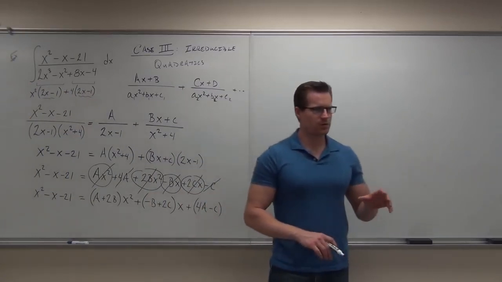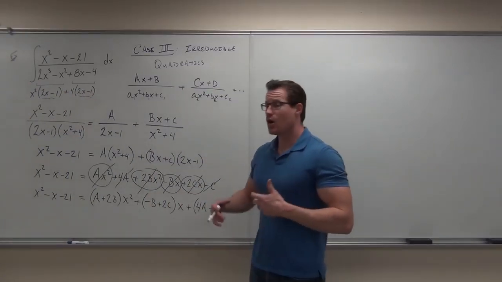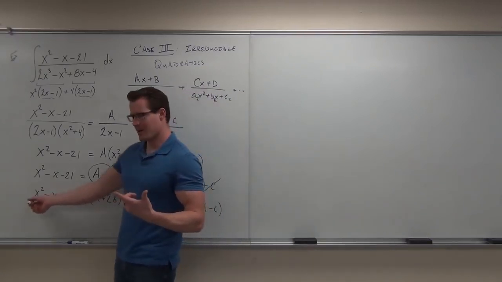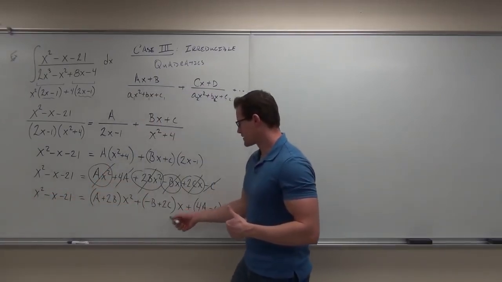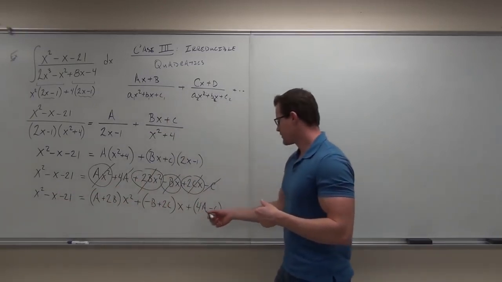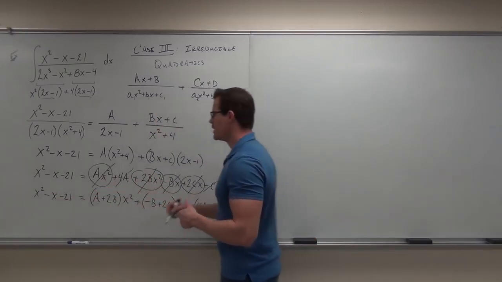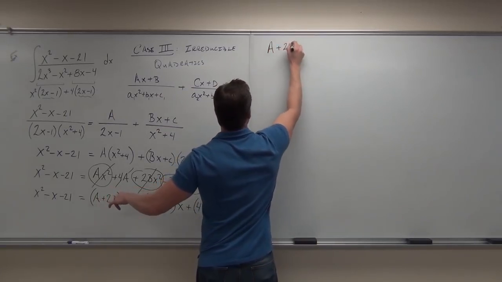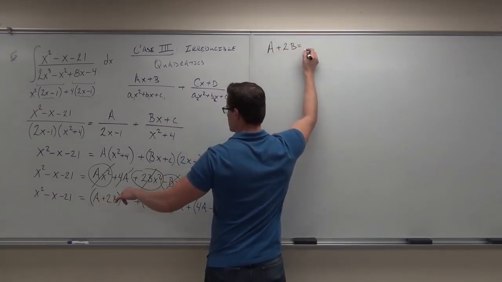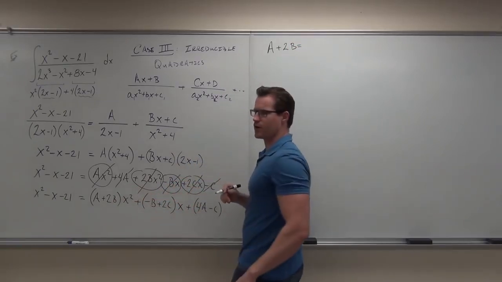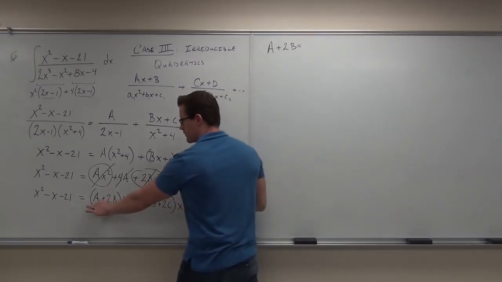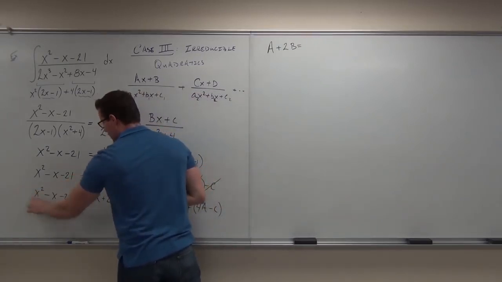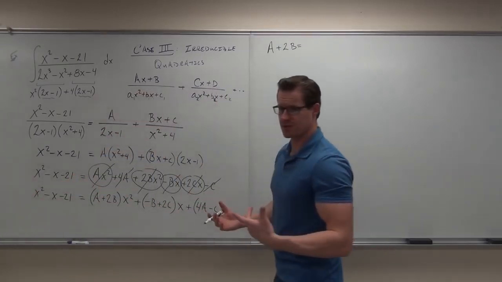Did you make it that far on your own? Fantastic. What's nice about this is when we collect our terms, we have x squared. Hey, we match it up over here. We've got x, we match it up over here with our coefficients. We've got a constant, we match up with our constant. So you tell me, hopefully you can figure this out, if I put a plus 2b, how much is that equal to? 1. Well, where are you getting that 1 from? This is the coefficient of x squared, isn't it? It's got to be equal. So 1 equals a plus 2b.